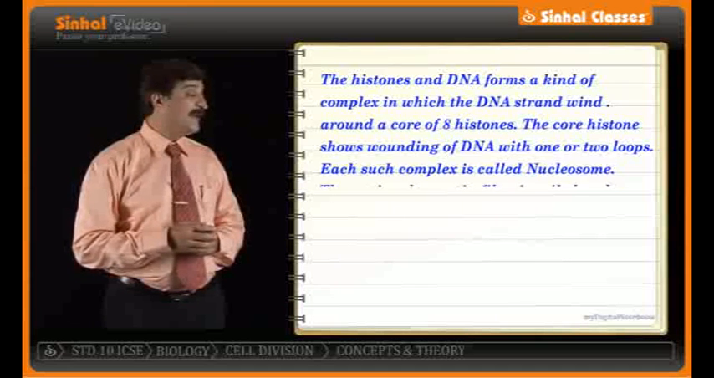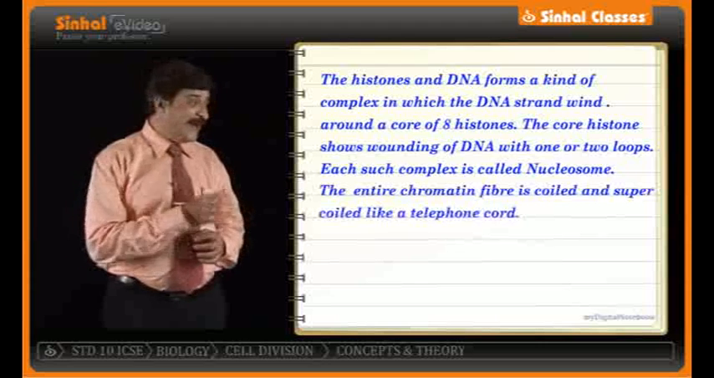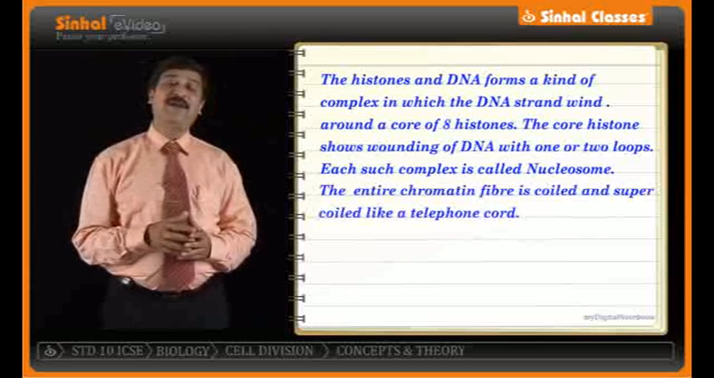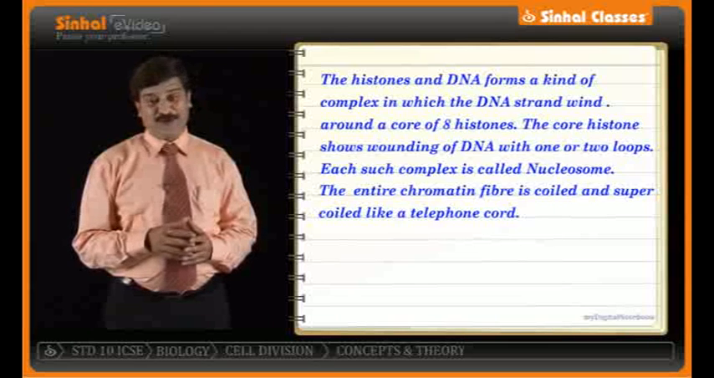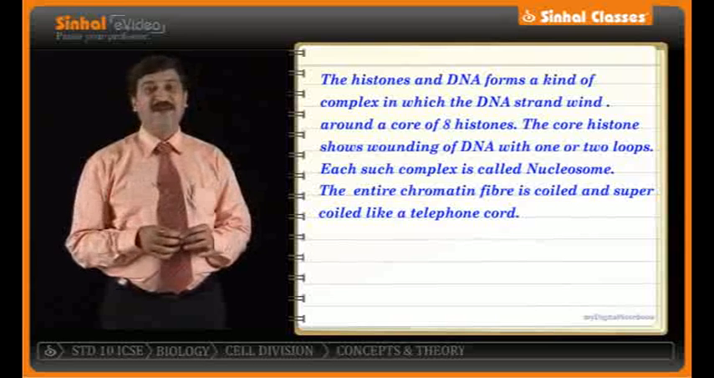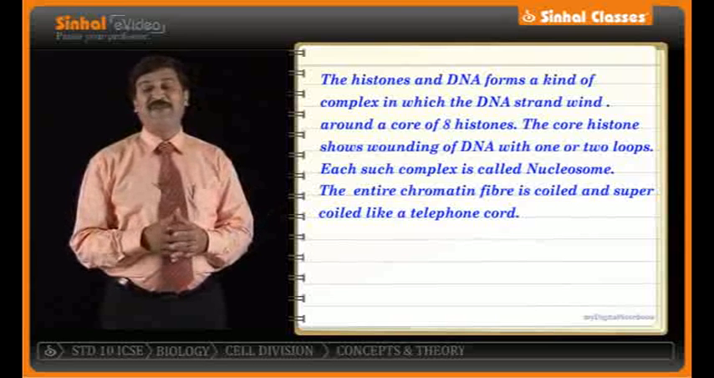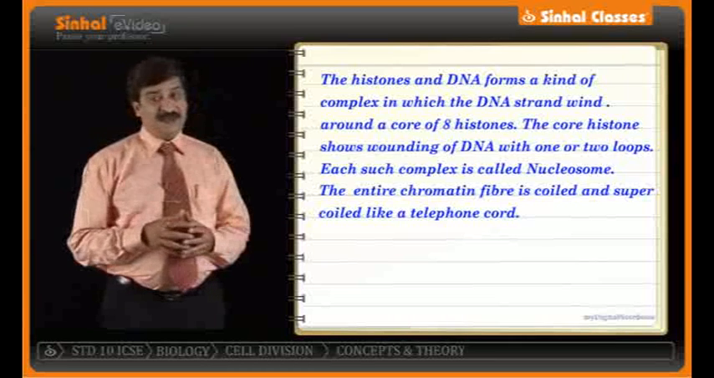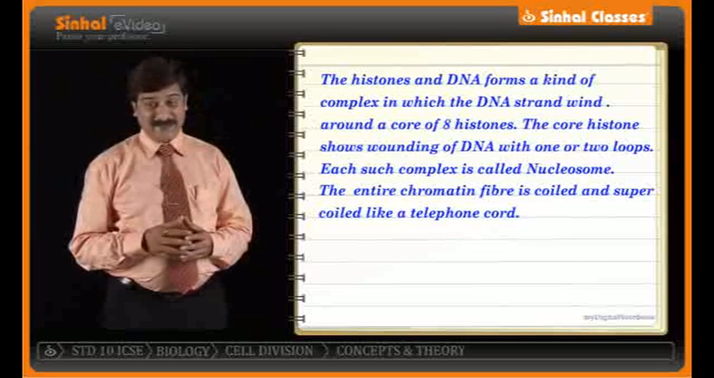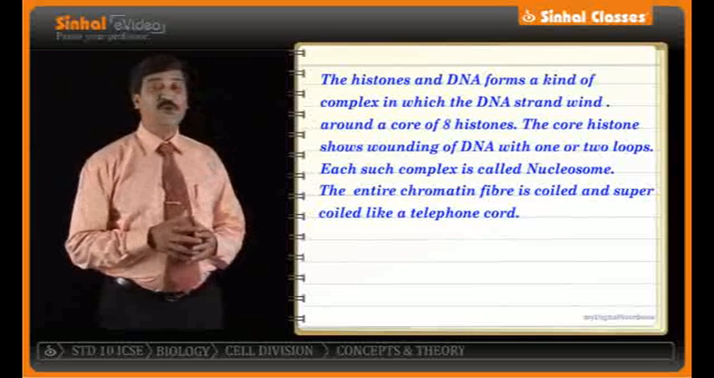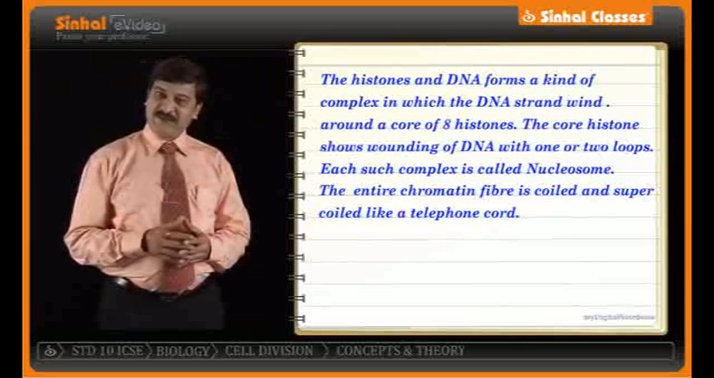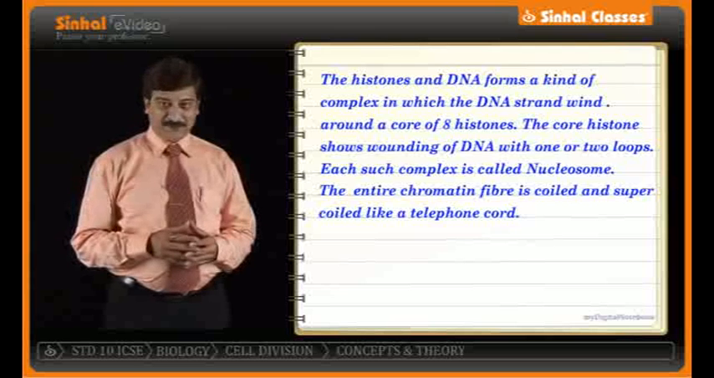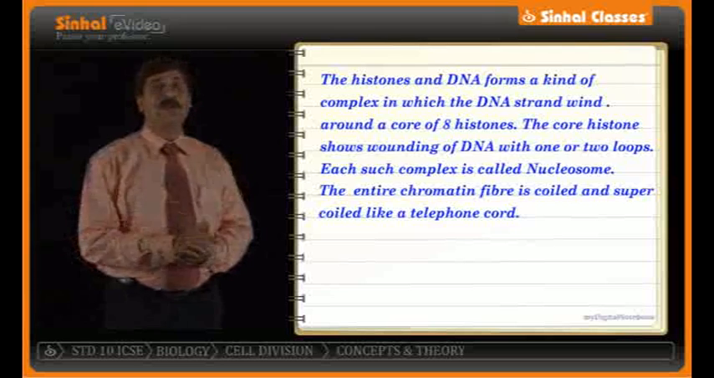The entire chromatin fiber is coiled and supercoiled. To give you a comparison, this coiling and supercoiling looks like your telephone cord. When you stretch it, it makes the entire chromatin fiber straight. So remember the two main words: histones and DNA. The structure that is formed is the nucleosome. At this stage, we have talked in more detail about chromosome and chromatin. We'll move on to the next segment.